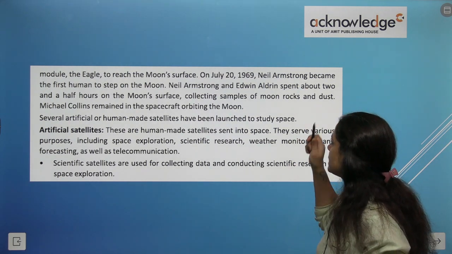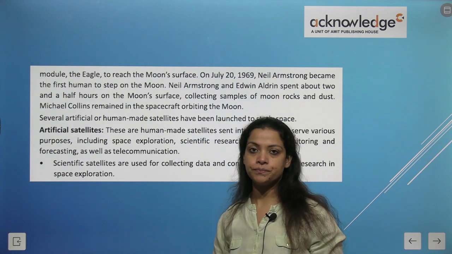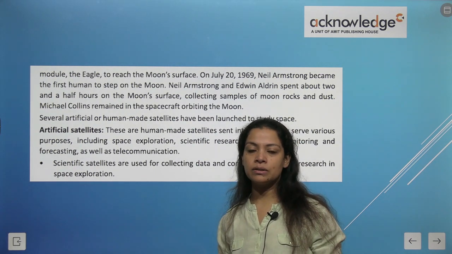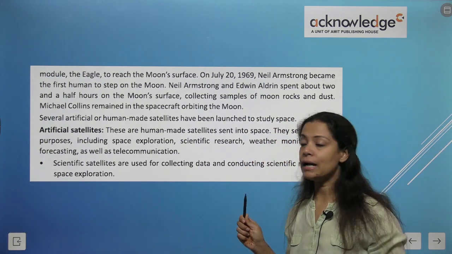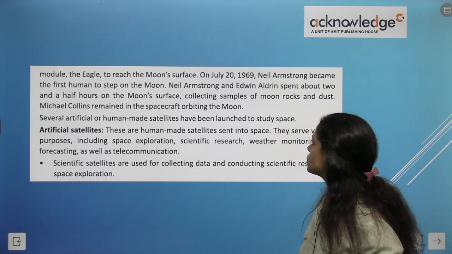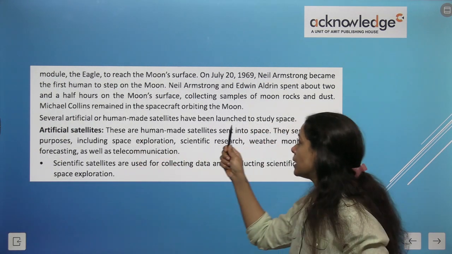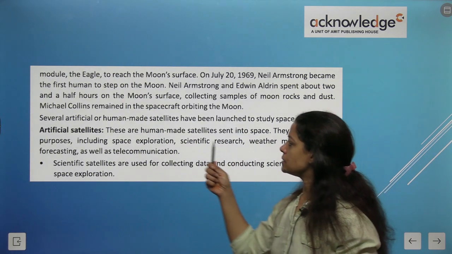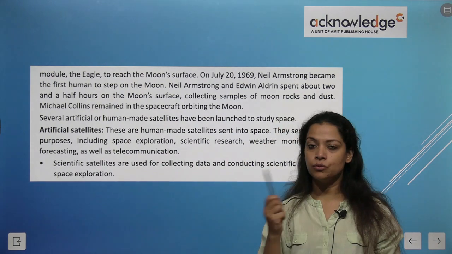On July 20, 1969, Neil Armstrong became the first human to step on the moon. So these were the 3 astronauts who traveled along with the space shuttle, and Neil Armstrong was the first one to land on the moon. Neil Armstrong and Edwin Aldrin spent about 2.5 hours on the moon's surface collecting samples of moon rocks and dust. Michael Collins remained in the spacecraft orbiting the moon.